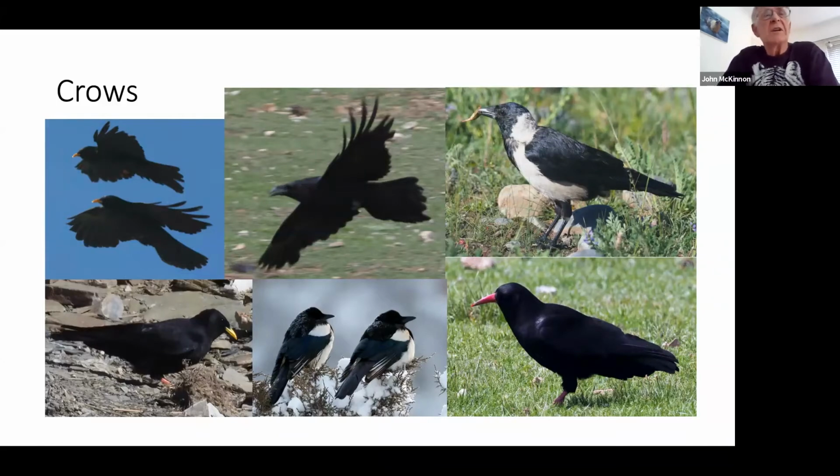And then at the ends, for some reason, I put the red-billed chough on one end and the yellow-billed chough at the other. These are alpine specialists and form big flocks and are very obvious all over the distribution of snow leopards. Next.